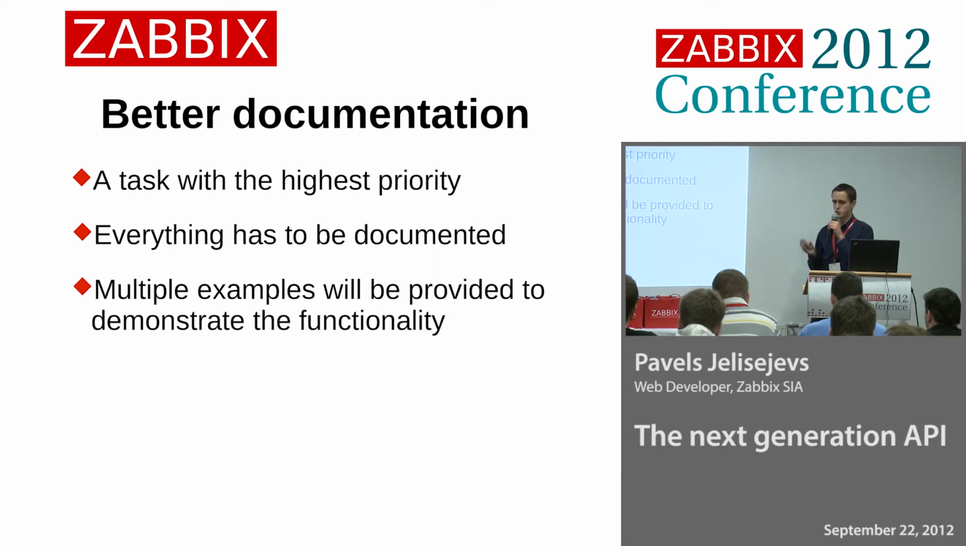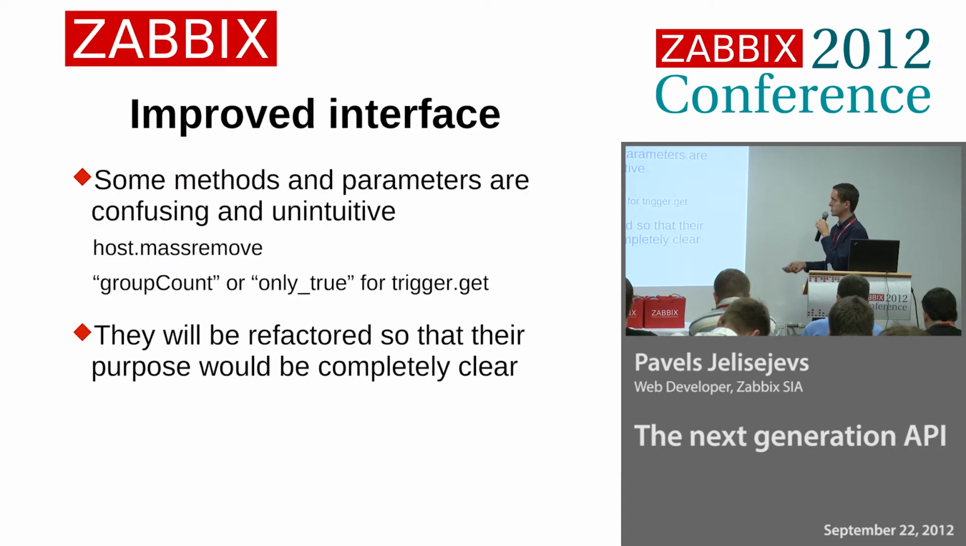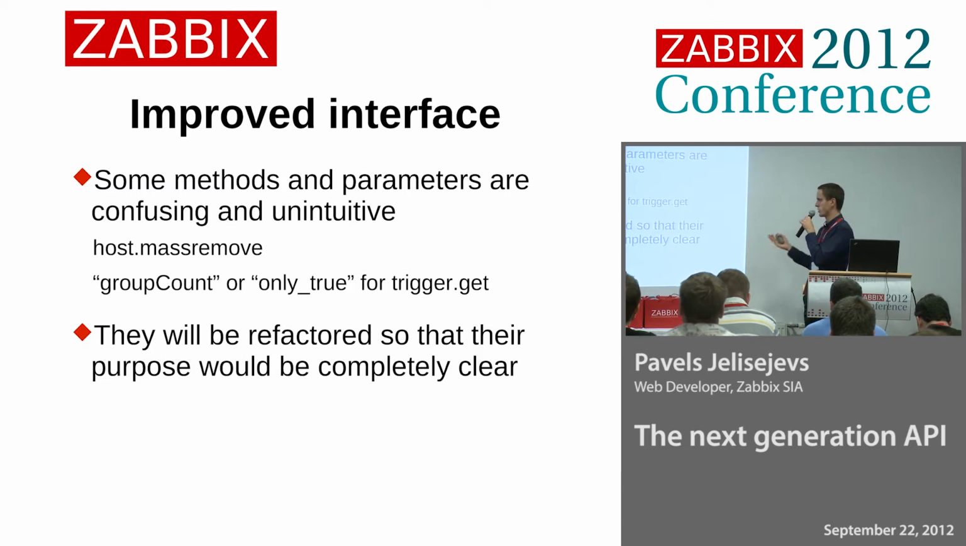So yeah, having good documentation is very important. But it's also important to try to design an API that actually doesn't require you to consult the documentation every single time. And this will require some changes to the design of the interface. We will get rid of methods and parameters that are kind of confusing and unintuitive. So currently we have methods like mass remove, group count, or only true, that when you look at them, you can't really understand what they do. So these methods will be either removed or refactored or redesigned.